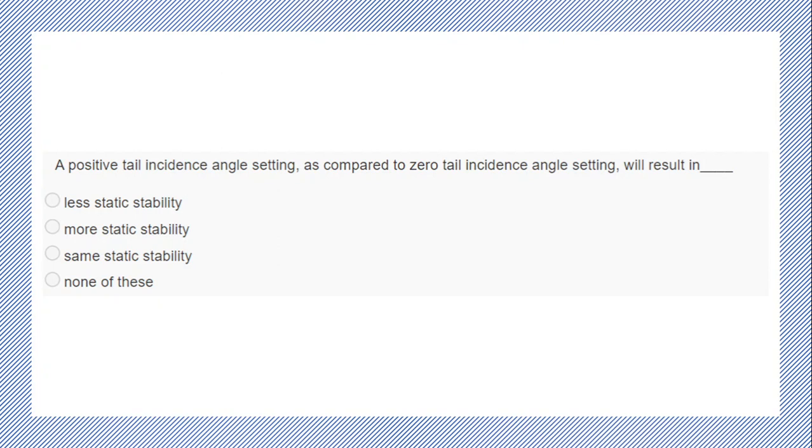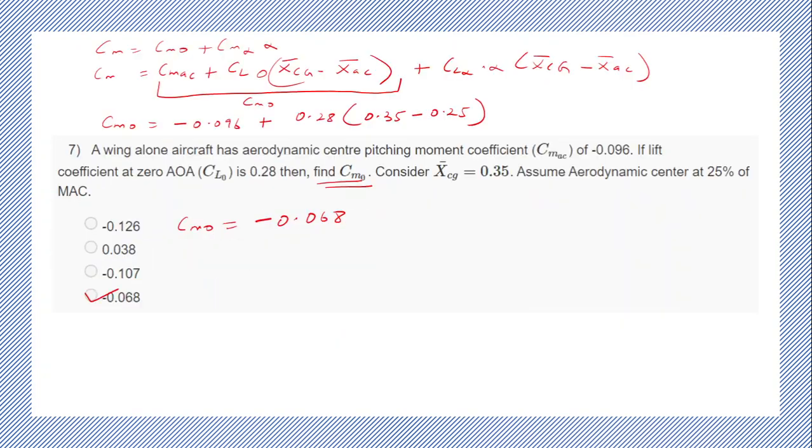What will it be? Okay, can you try to justify that? Why less static stability? Okay. Does anyone else have any other answer? Okay, let's have a look at the equation. Let's go back.